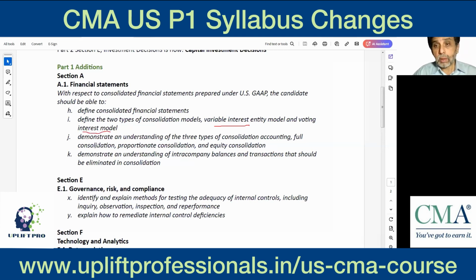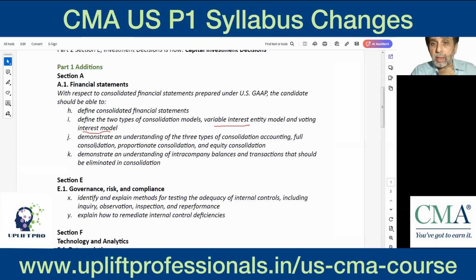Voting interest is when a company takes over another company for more than 51% of voting rights. So with more than 51% stake, they are considered to be owners because they have more voting power than the rest. And the remaining are called minority interest. So that's what it is called.